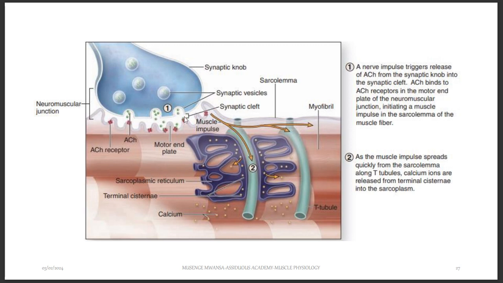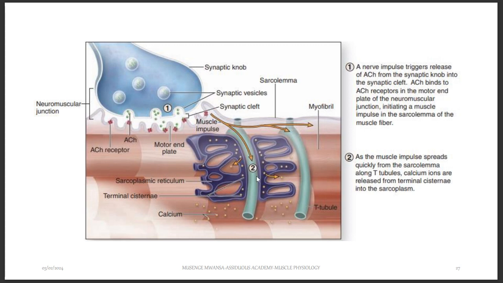So when the acetylcholine comes here, the muscle impulse spreads quickly. The first thing is a nerve impulse triggers the release of acetylcholine from the synaptic knob into the synaptic cleft. Acetylcholine will bind to acetylcholine receptors in the motor end plate of the neuromuscular junction, and that will initiate a muscle impulse in the sarcolemma of the muscle fiber. So there's going to be a muscle impulse. As the muscle impulse spreads, it's going to spread along the T tubules.